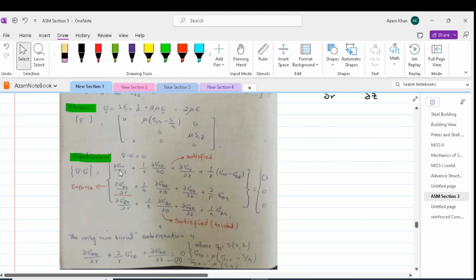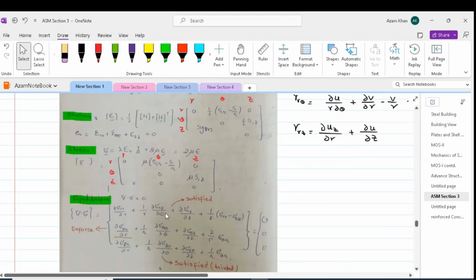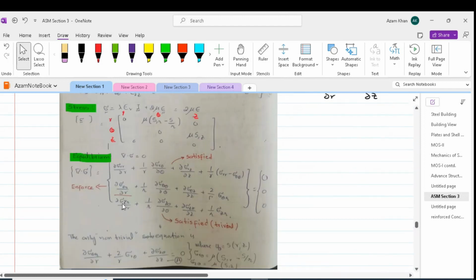So the first term, which is partial sigma rr by partial r, is 0 as shown over here. The second term, partial r theta by partial theta, is equal to 0 because no theta appears in this equation. Similarly, the third and the fourth terms are also 0. So this equation is automatically satisfied, and so is equation number 3 of the equilibrium. It's only the second equation which is not satisfied and which has to be enforced.